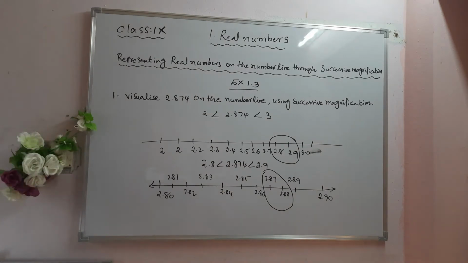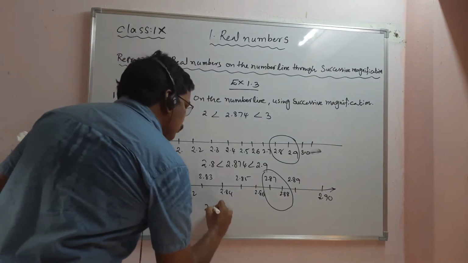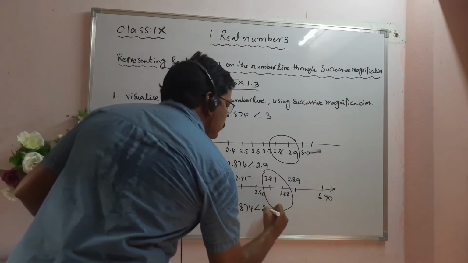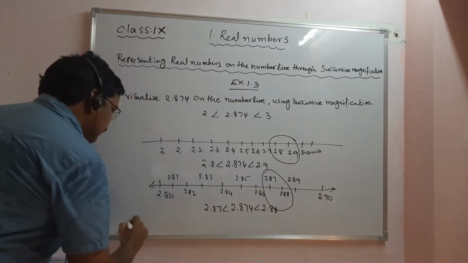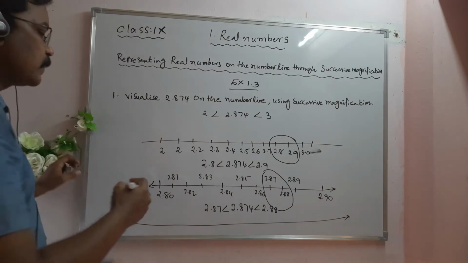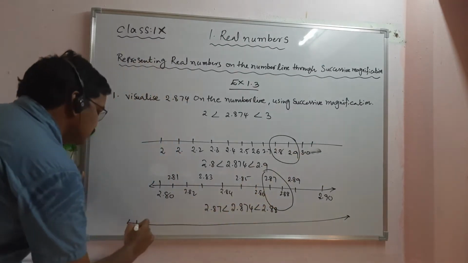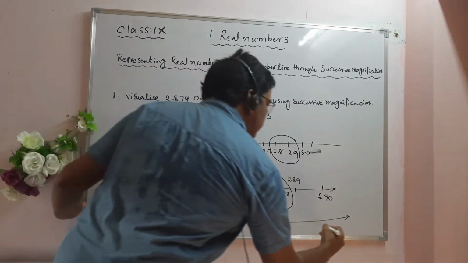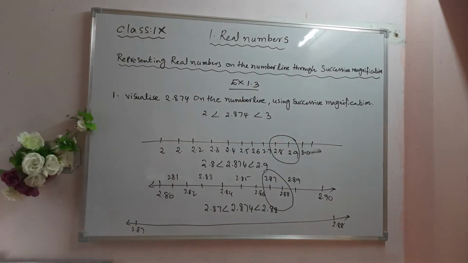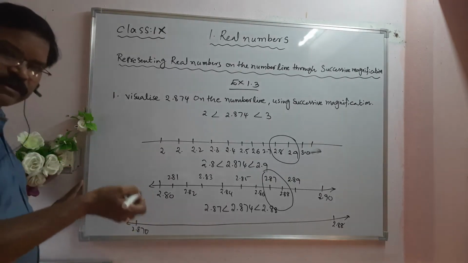2.87 and 2.88. Again take the number line. That means 2.874 is more than 2.87 and less than 2.88. Again take the number line, children. Now we start with 2.87 and on the other side 2.88. We have to write the numbers between 2.87 and 2.88. So this is, let it be 2.870. It's nothing but 2.87 only.